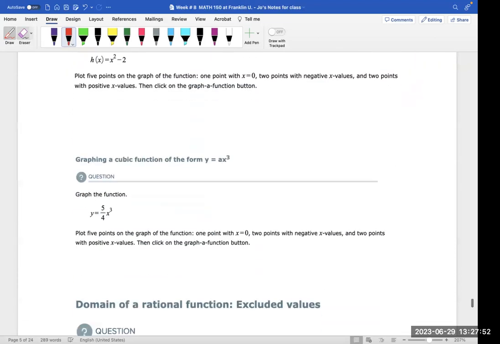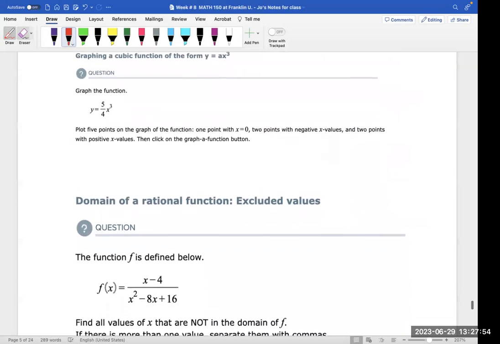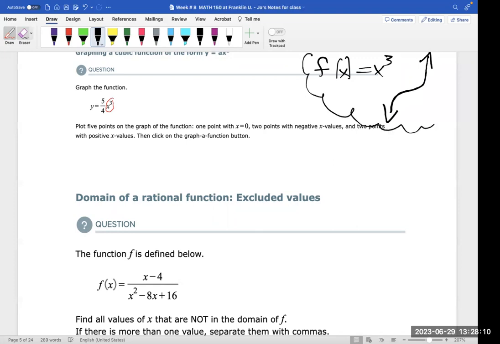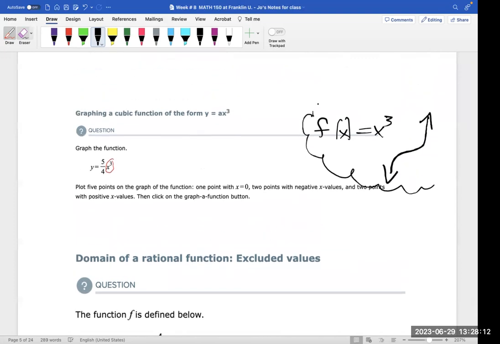All right. Some more of these, graphing these functions. This is an x cubed. Parent function is going to look something like this and something like that. So that's the thought bubble. Pick some points, plug them in, and graph.